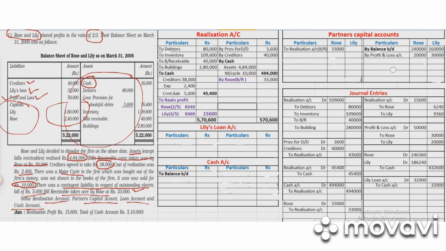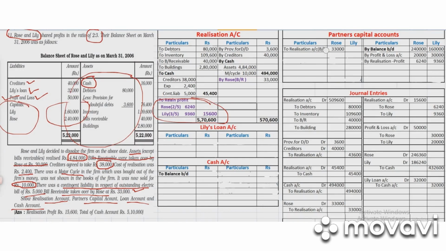Then now we have to see the realization profit, dear students. You can see this realization profit here. We have already calculated the realization profit. So this has already gone to the partners' capital account. So we have to simply record it here. From debit, it should go to the credit side. See how it is going? It is going to the credit side by realization account. You can see it here.